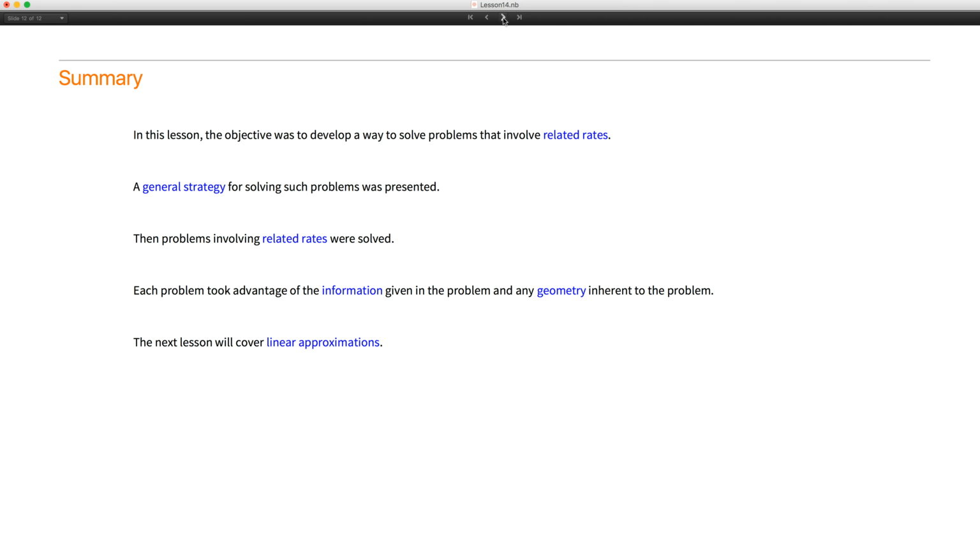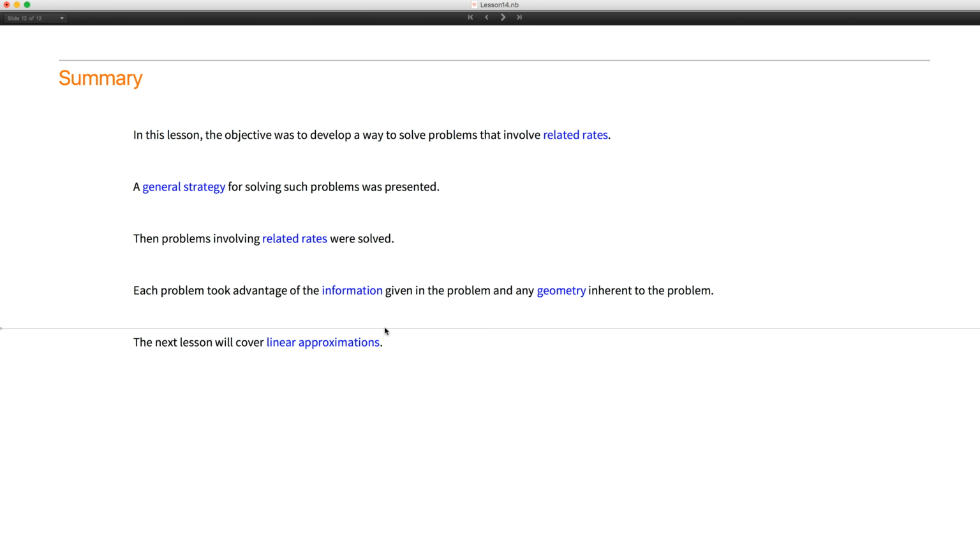Okay, so that brings me to the end of the lesson, but our main objective here was to solve problems which involved related rates. So what we did was we set up a general strategy for these problems. Then we solved a few of them, but in each case, what you need to do is to use the given information and then apply some geometry, typically, to get the equations required for the problem. So that's the end of this topic, and in the next lesson, we'll talk about linear approximations.